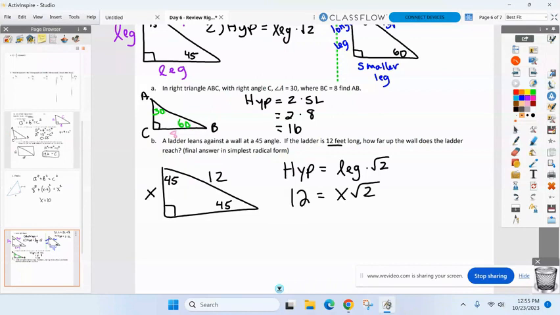Oh, no, oh. What's happening between the x and the radical 2? Multiplying, right? So how do I get rid of the radical 2? Oh, you guys are making it too hard on yourselves. It's being multiplied. So how do I get rid of the radical 2? Divide both sides by radical 2.